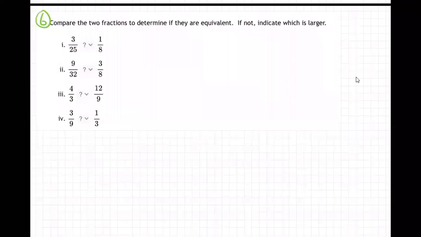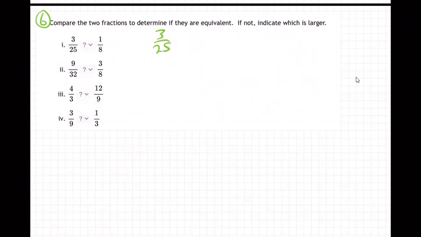Okay, so on this question, we are wanting to compare the two fractions, determine if they're equivalent. If not, indicate which is larger. Well, you know what I'm going to suggest on this one? I'm going to suggest you just make them into decimals on your calculator. That's going to be the easiest way. What am I talking about?